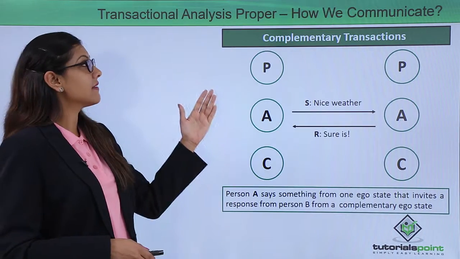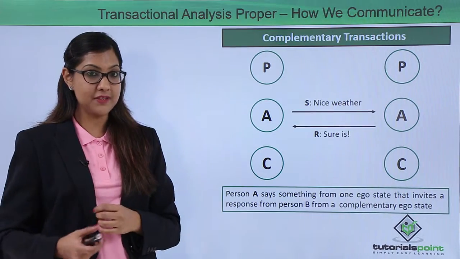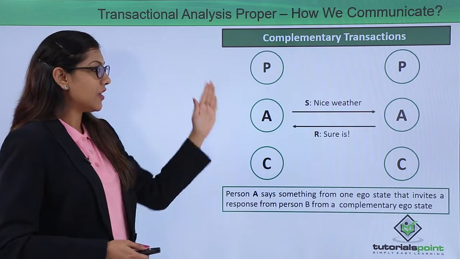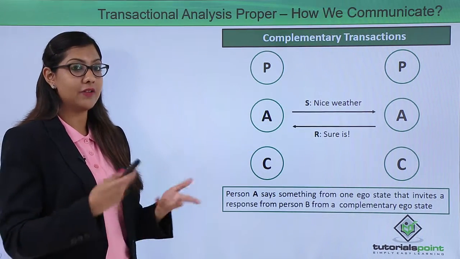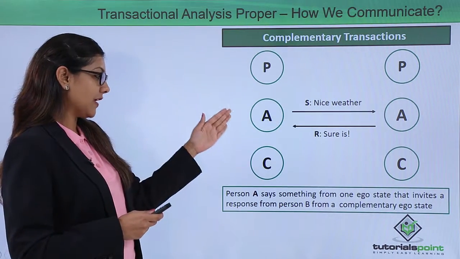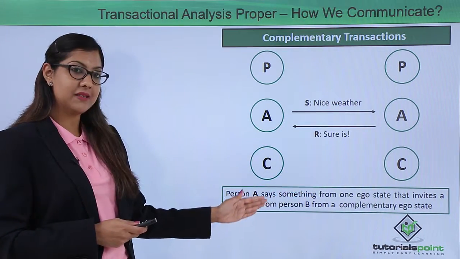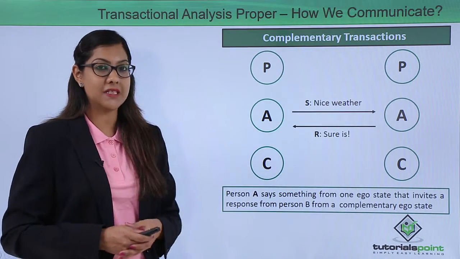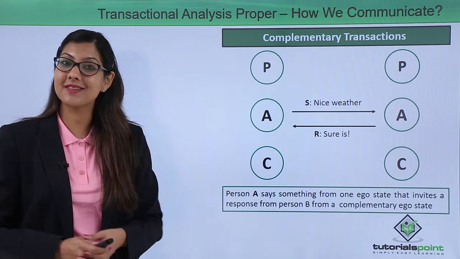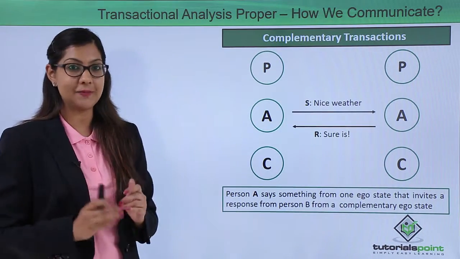Well, transactional analysis: how do we really communicate? There are different ways in which we communicate in our day-to-day experiences with different people. Let's look at them. A complementary transaction is where we say something and person B responds in a complementary manner. For example, person A says something from one ego state that invites a response from person B from a complementary ego state. Person A says, nice weather, and person B complements it by saying, sure it is. So it's like a give and take where both people operate from the same ego state.